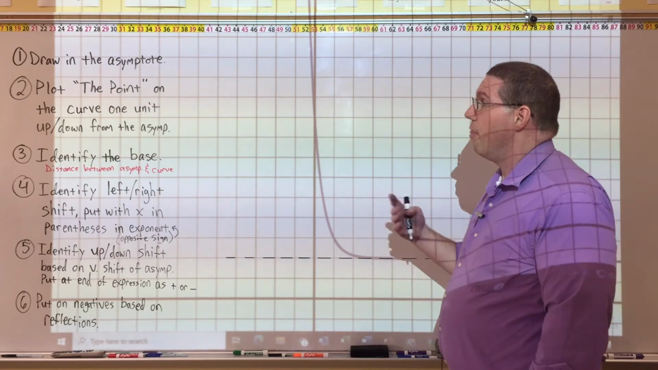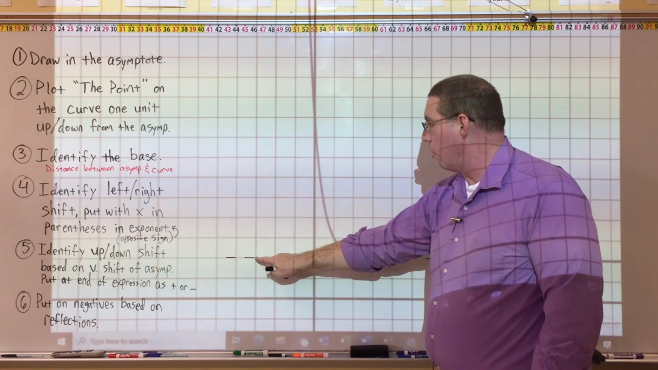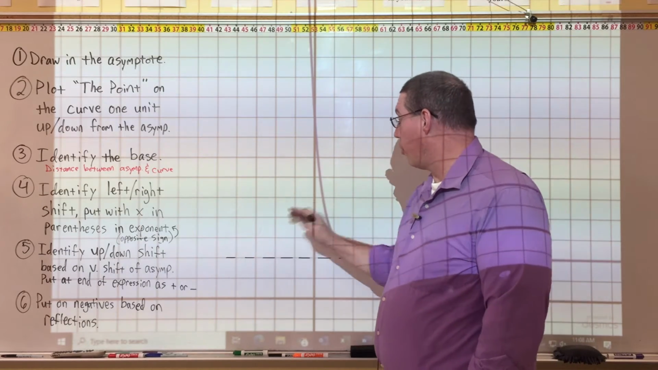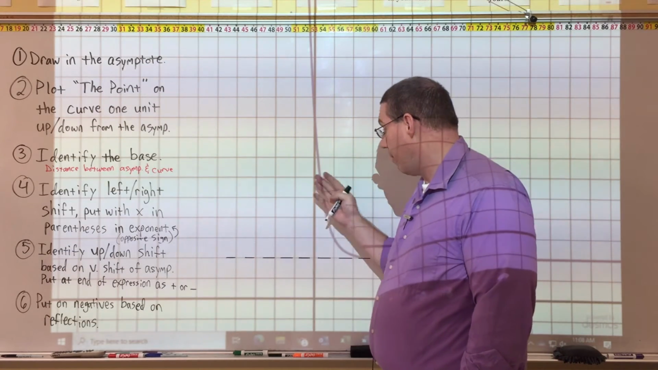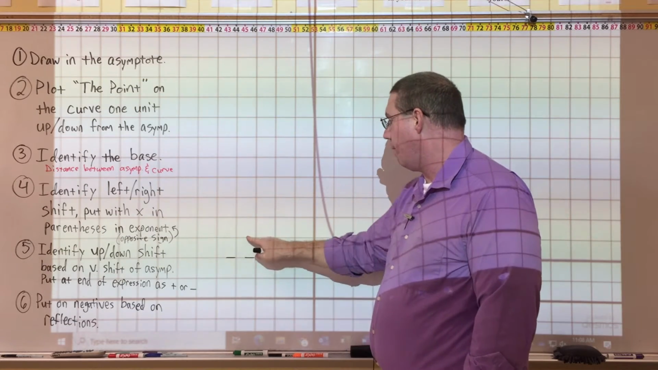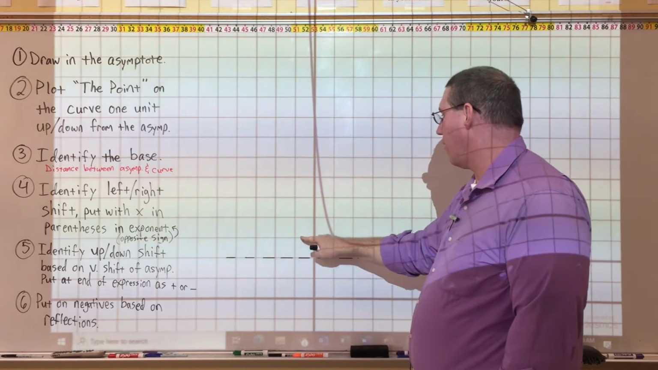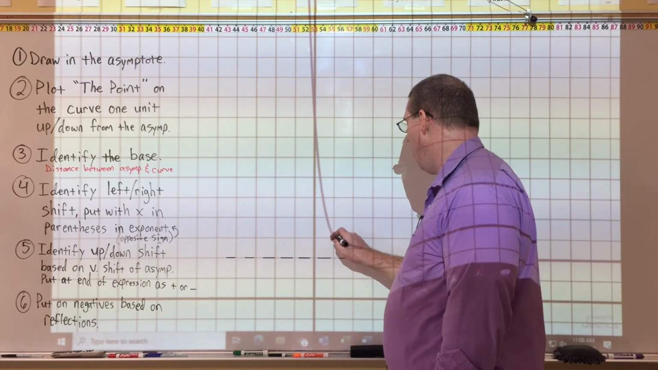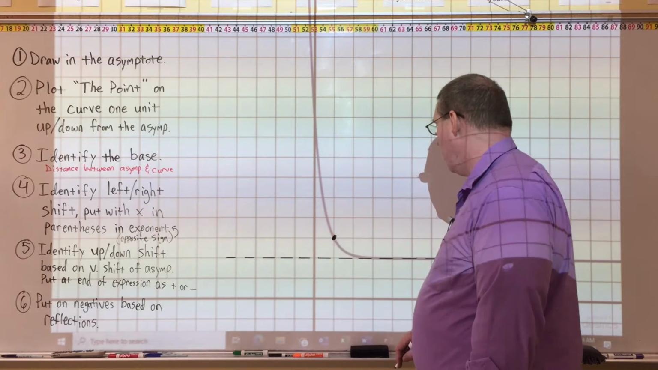Now I need to plot the point. Well, the point is going to be either 1 unit up or 1 unit down from the horizontal asymptote. The curve is above the x-axis. Excuse me, it's above the asymptote. It's also above the x-axis, but it's above the asymptote, so I'm going to go 1 unit up from the asymptote, and I want to travel sideways to where I hit the curve, which is right here. That makes this the point, right?